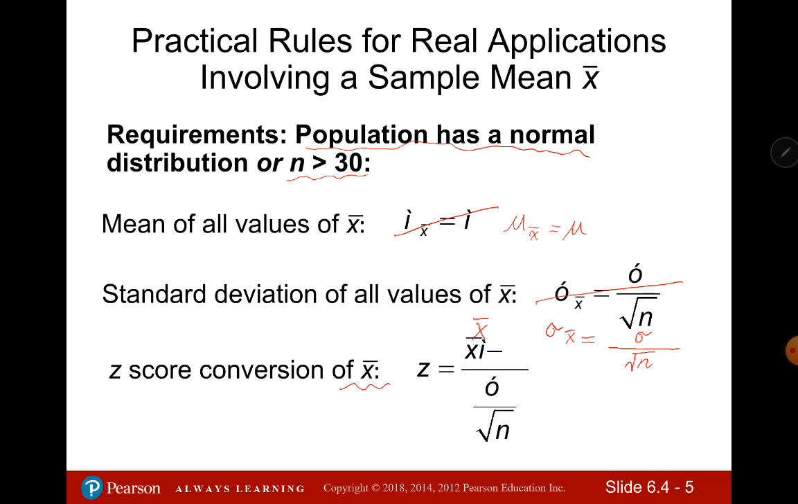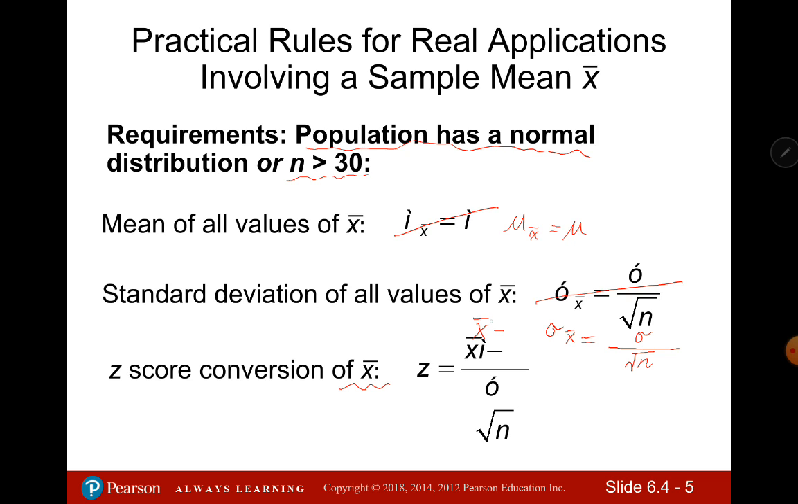The first term this time is not the single x value. It's the single sample mean. We have lots of samples, so we will have lots of sample means. We are talking about the distribution of all the sample means.